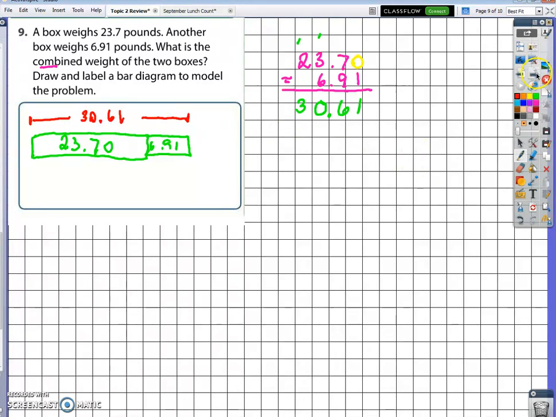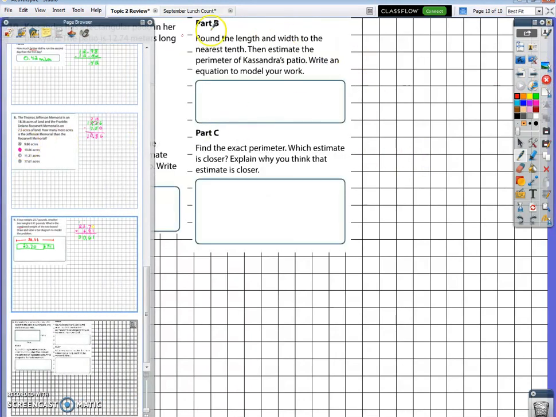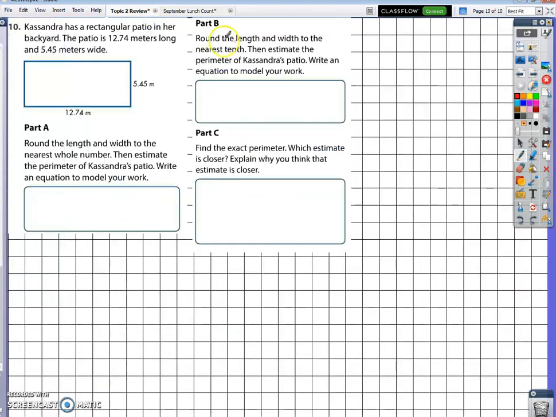And we're going to do our last question, which is kind of a big one. Cassandra has a rectangular patio in her backyard. The patio is 27.74 meters long and 5.4 meters wide. So here's how long it is, here's how wide it is. Round the length and width to the nearest whole number.